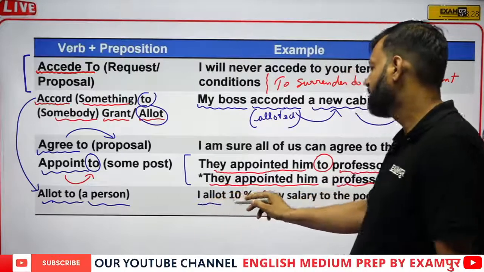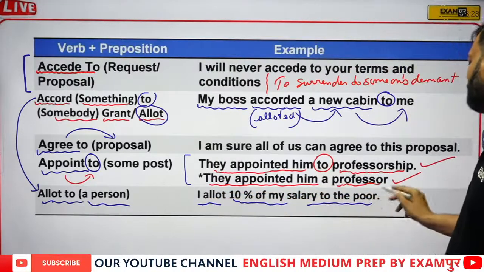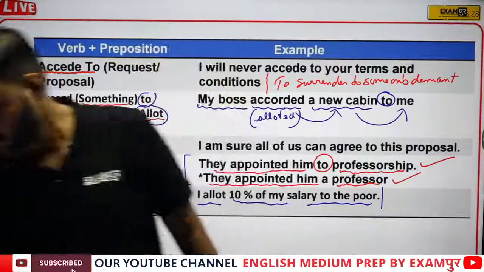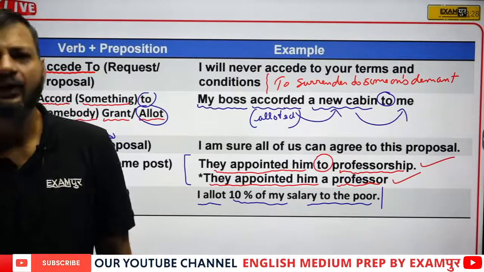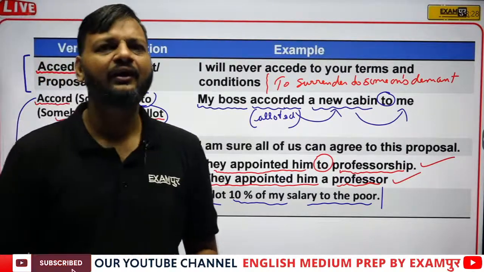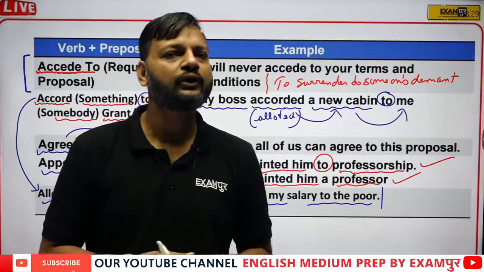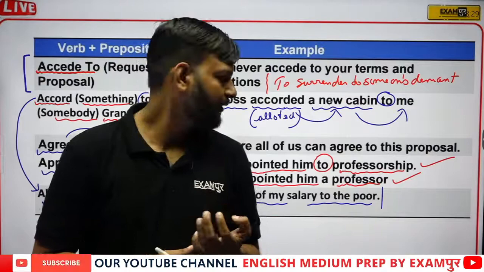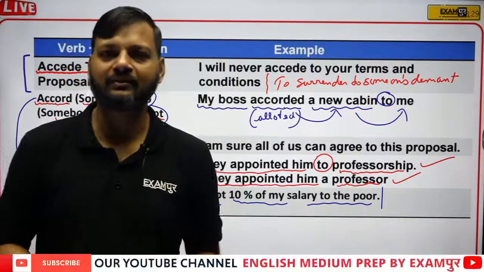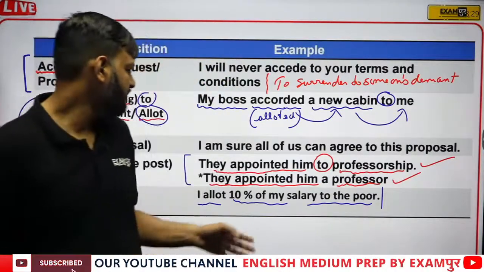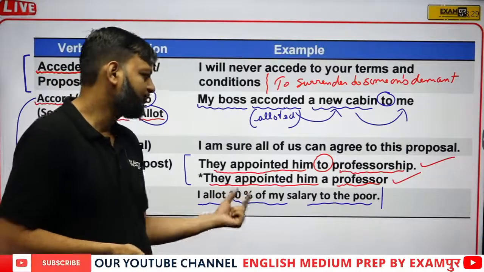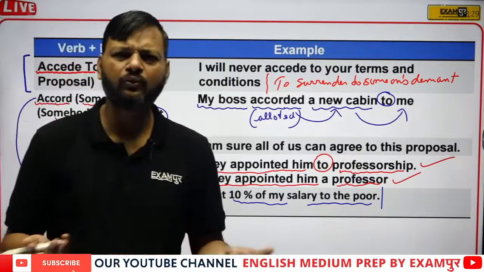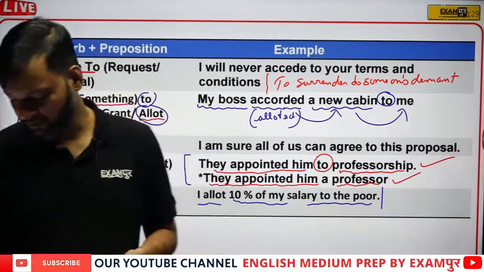You can see the example also: I allot 10% of my salary to the poor. However, this is just a sentence. In today's age, no one is ready to allot even a single paisa to anyone else. So he must be a dharmatma who is allotting 10% of his salary to the poor. Who does this in today's age? No one.